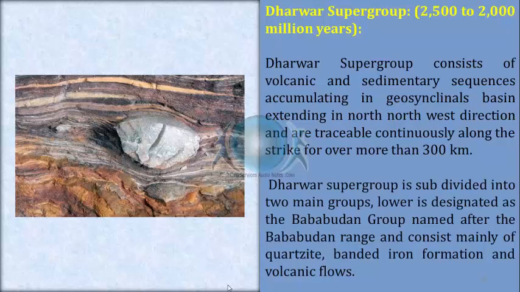Dharwar supergroup is subdivided into 2 main groups. Lower is designated as the Baba Budan group, named after the Baba Budan range, and consists mainly of quartzite, banded iron formation, and volcanic flows.